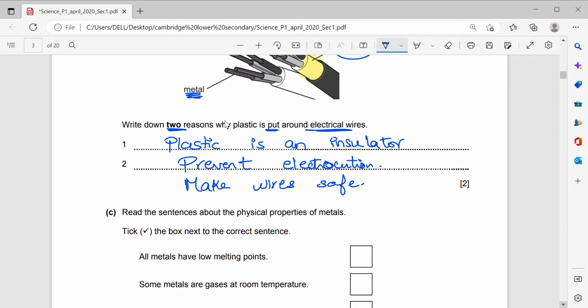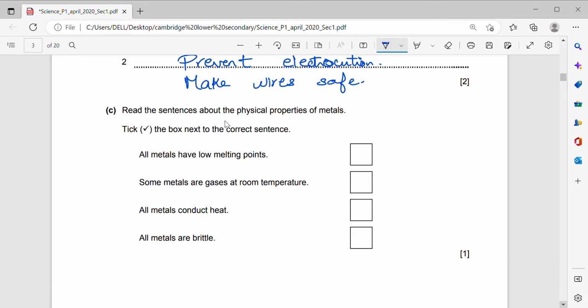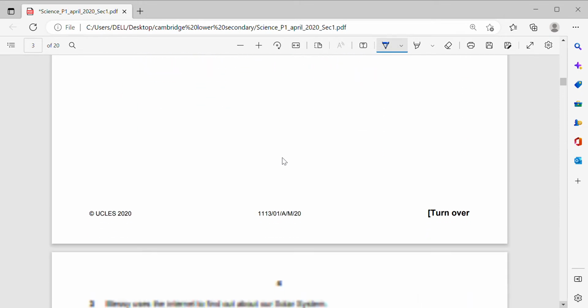Next question. Read the sentences about the physical properties of metals. Tick the box next to the correct sentence. All metals have low melting point. No. Some metals are gases at room temperature. No. All metals conduct heat. True. All metals are brittle. Of course, this is wrong. So this is the correct answer. All metals conduct heat.